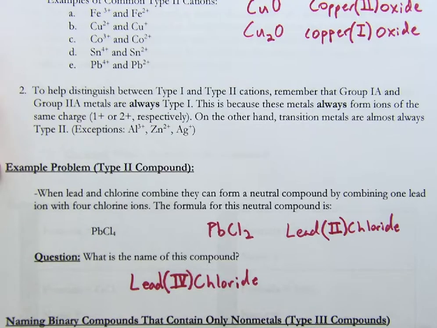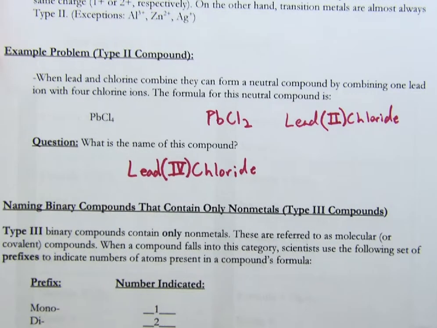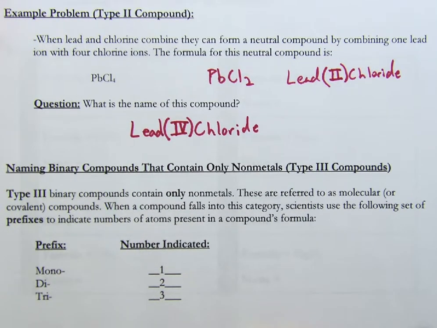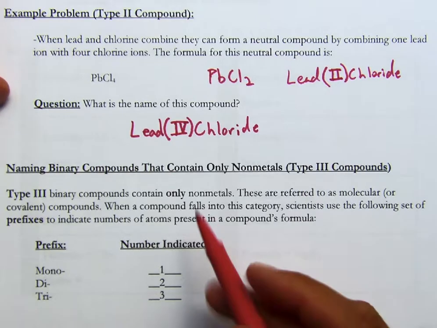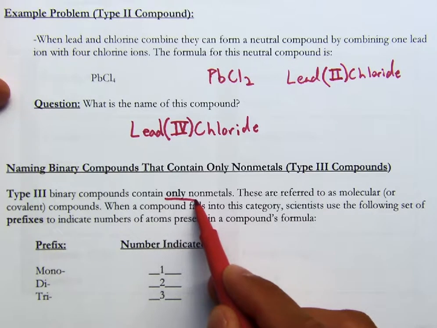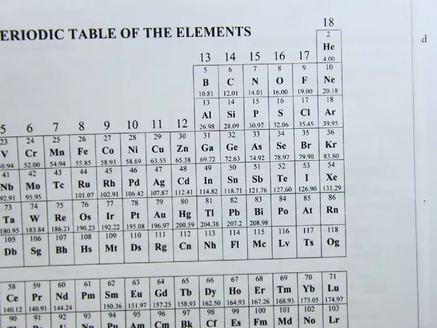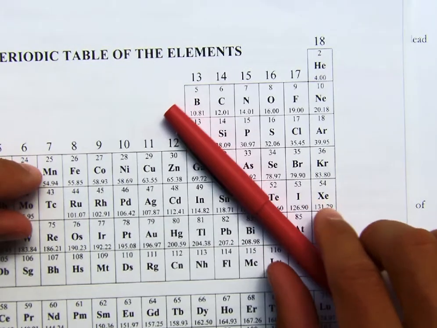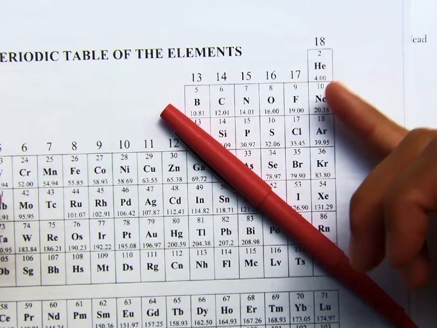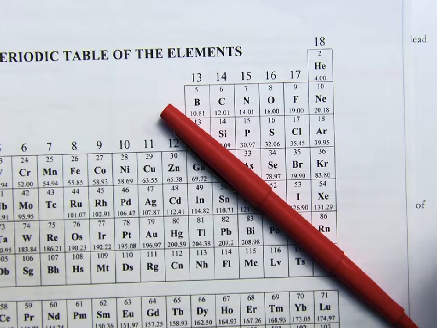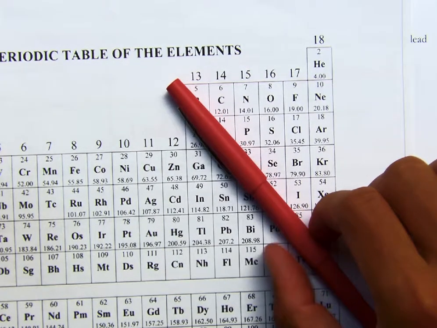Now, in contrast to those, we're going to talk about type 3, and then we'll do practice with them, okay? So a type 3 is different than the others because it contains only nonmetals. These are referred to as covalent or molecular compounds. They're made of only nonmetals. So that means that the elements in them are going to be coming from mostly this part of the periodic table. Maybe hydrogen's included in there too, okay? Like that.